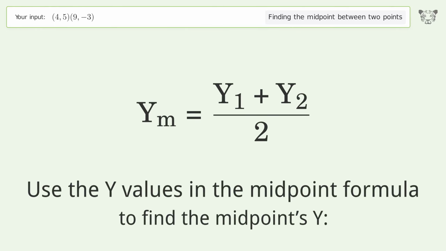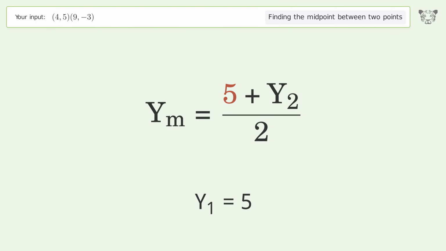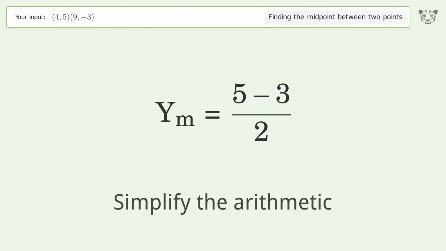Use the y values in the midpoint formula to find the midpoint's y. y1 equals 5. y2 equals -3. Simplify the arithmetic.